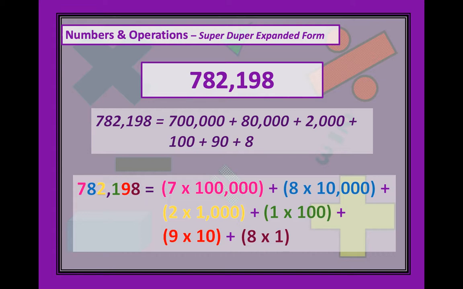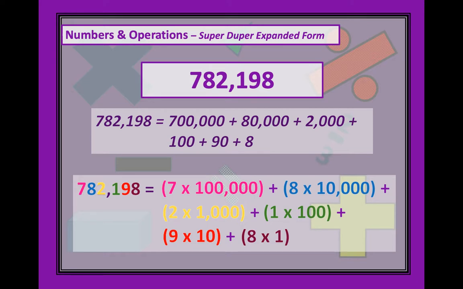When you look at your finished example of super duper expanded form, you should be able to see a pattern in how you're expressing your numbers. Each of the digits in your original number should be represented. You should see the 7, the 8, the 2, the 1, and so on.